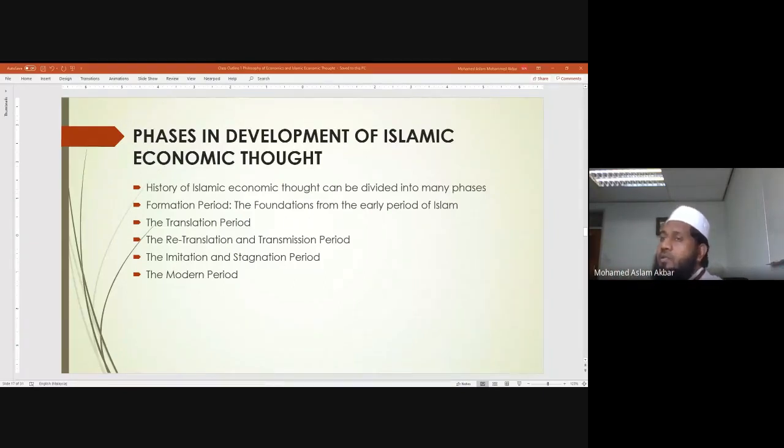So now the formation period, as I told you, comes from Quran and Sunnah. Then you also have those people we call fuqaha. From Usul al-Fiqh, we have Zayd bin Ali, Abu Hanifa, Imam Malik, Imam Shafi'i, and Ahmad ibn Hanbal. Whatever they talk about in fiqh also covers economic related matters.